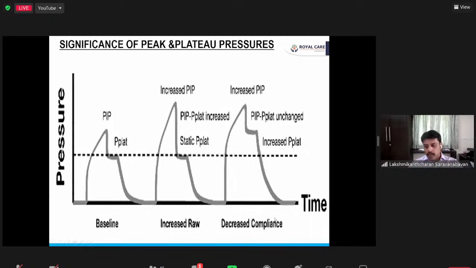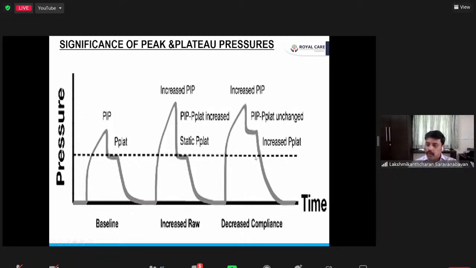But in a patient with decreased compliance, such as in ARDS, there is an increase in the peak pressure as well as your plateau pressure. Though the peak pressure-plateau pressure gradient almost remains the same as in a normal patient, because the peak pressure increases as a result of the increase in the plateau pressure. This is what is very important for us.